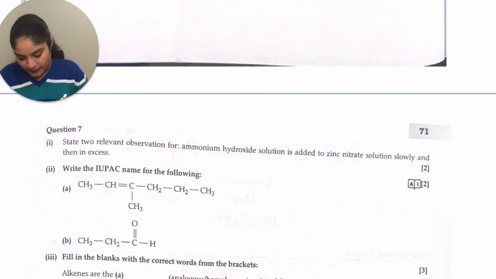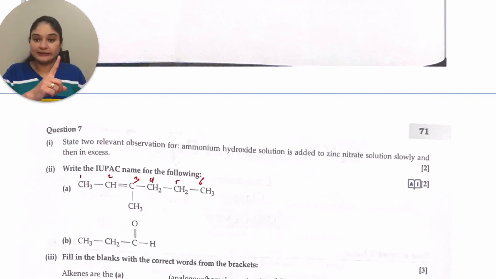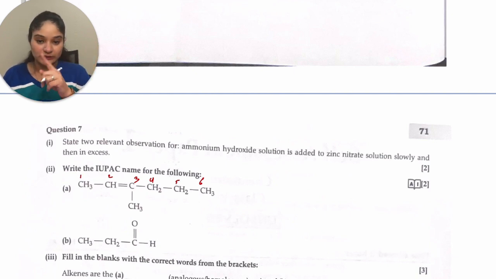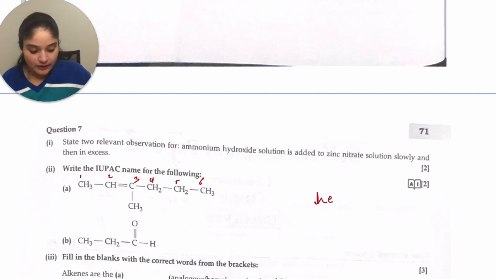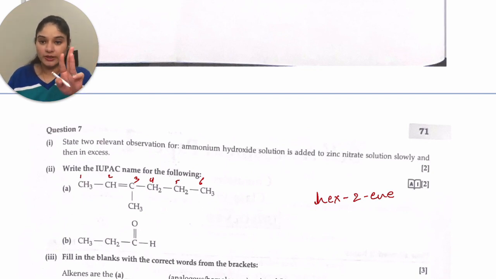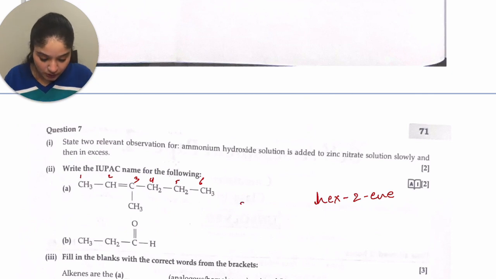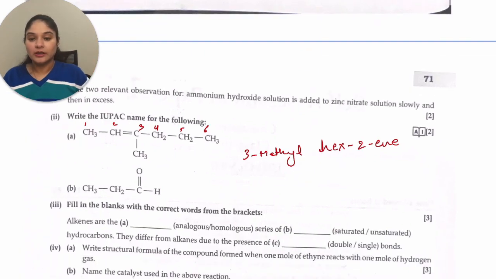Okay, so you have 1, 2, 3, 4, 5, 6. That means you're talking about hex. So you're talking about hex, and then you have a double bond at the second carbon, so hex-2-ene. Let's start with that, hex-2-ene. Okay, so first part is done. Then at the third carbon you have a methyl group. That means you have a CH3. So your answer will become 3-methylhex-2-ene. That's your answer. Let's move to the next one.